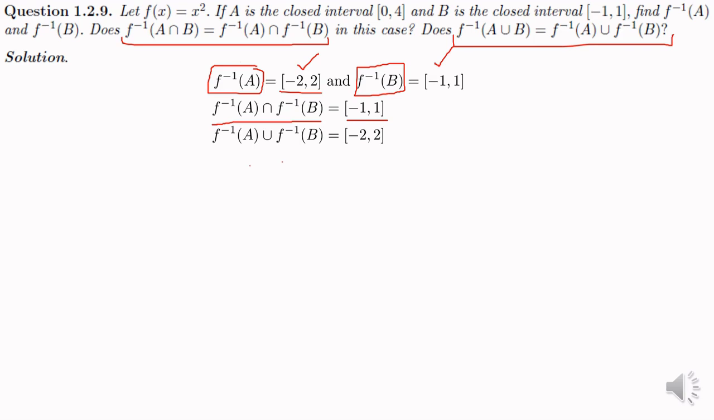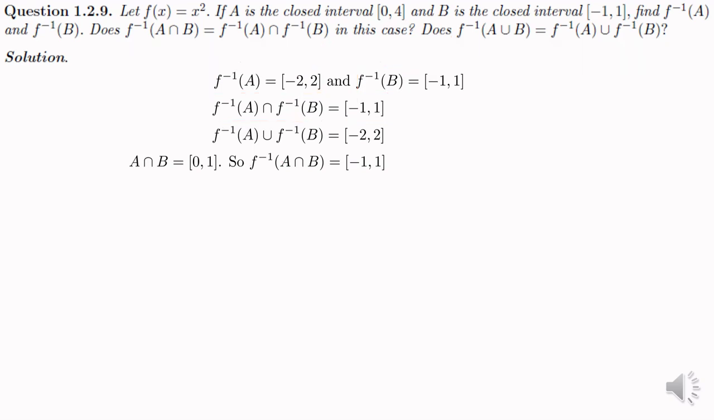Now you have to find a few more things. You need A ∩ B, f⁻¹(A ∩ B), A ∪ B, and f⁻¹(A ∪ B) to complete the question. So first we will find A ∩ B. A is the closed interval [0, 4] and B is the closed interval [-1, 1]. So the intersection, that means the region common to both A and B, is the closed interval [0, 1].